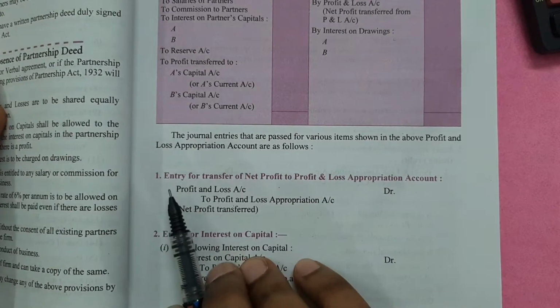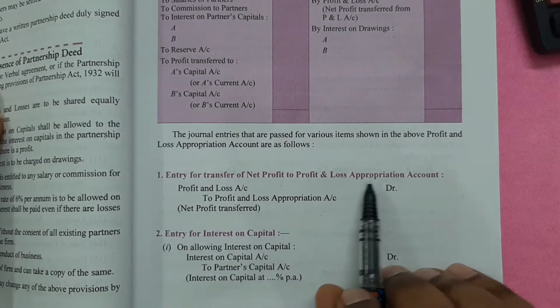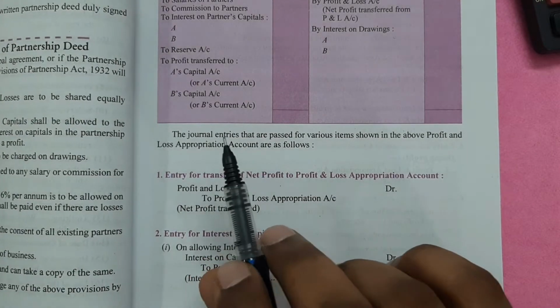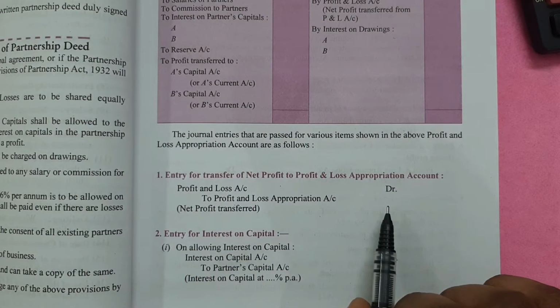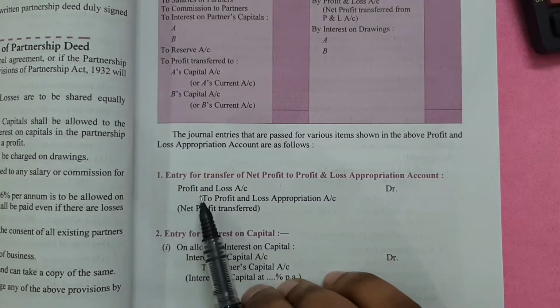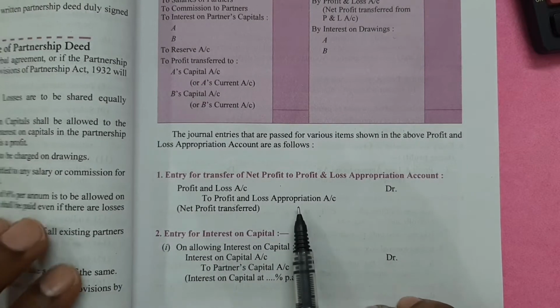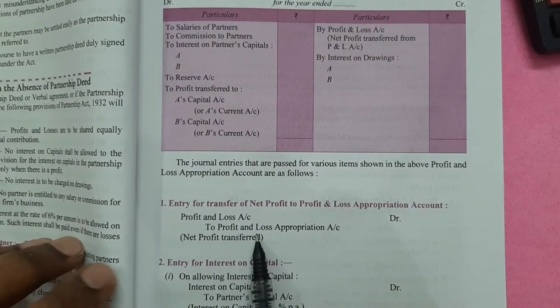The first entry is the entry for transfer of net profit to the profit and loss appropriation account. Obviously, we cannot just move the net profit from the profit and loss account to the profit and loss appropriation account. So the entry is profit and loss account debited to profit and loss appropriation account. So this is the reason why it is written on the credit side. This has been credited over here.